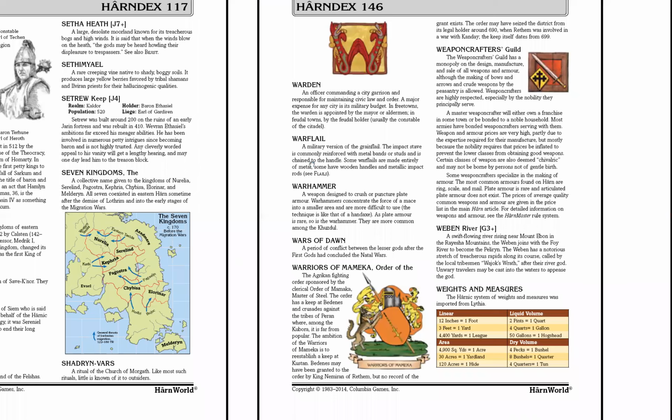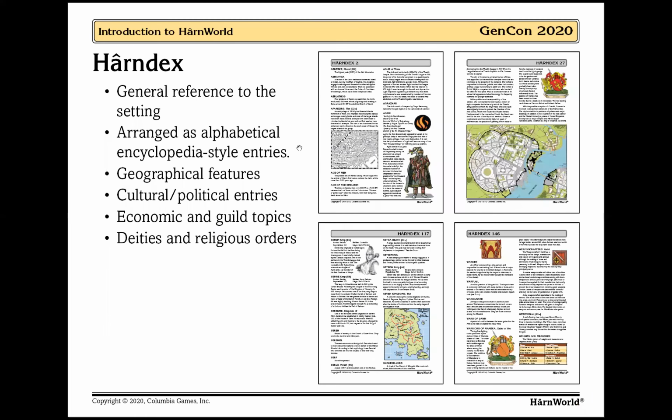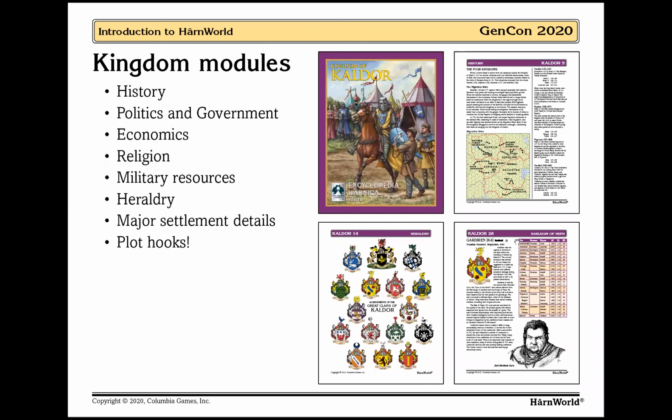And the next level down of detail is the kingdom module. Each kingdom takes a limited geographical area and expands on those same topics: history, politics, government, economics, religion, all that stuff for just that kingdom. So the information that was done in brief in Harndex is now detailed in the kingdom module, with a lot of plot hooks on how to use that kingdom in your game.